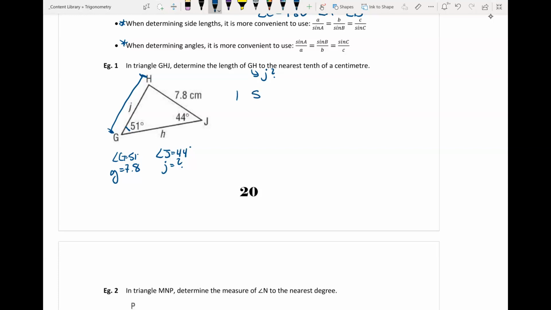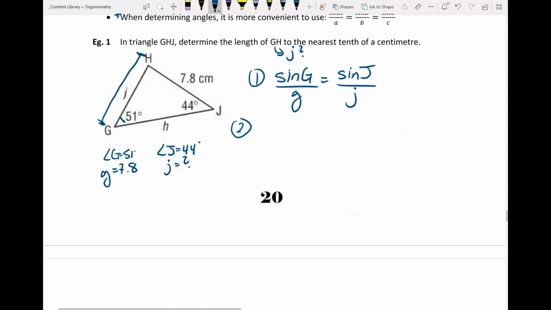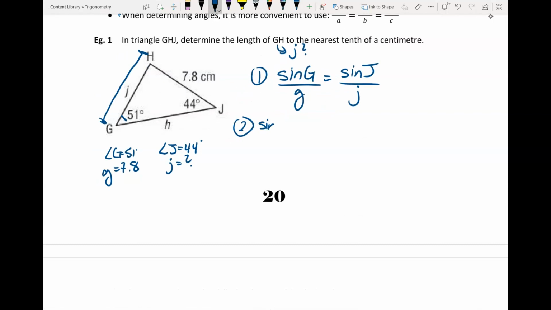So I'm going to use the following formula: sine G over G is equal to sine J over J. I'm going to fill in our information. Angle G is 51 degrees. Our side is 7.8 for G. Our angle J is 44 degrees. And our side J is what we're looking for, so I'm going to leave it as J.